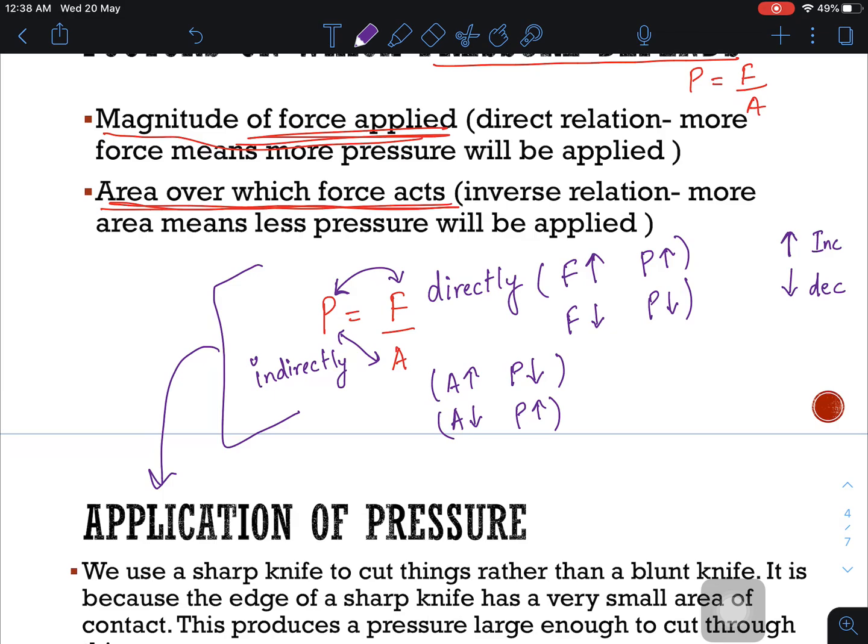Let me just recapitulate it for you. Pressure and force vary directly. If you increase the force, the pressure will also increase, and if you decrease the force, the pressure will also decrease. Whereas pressure and area vary indirectly. If you increase area, pressure decreases. If you decrease area, pressure increases.